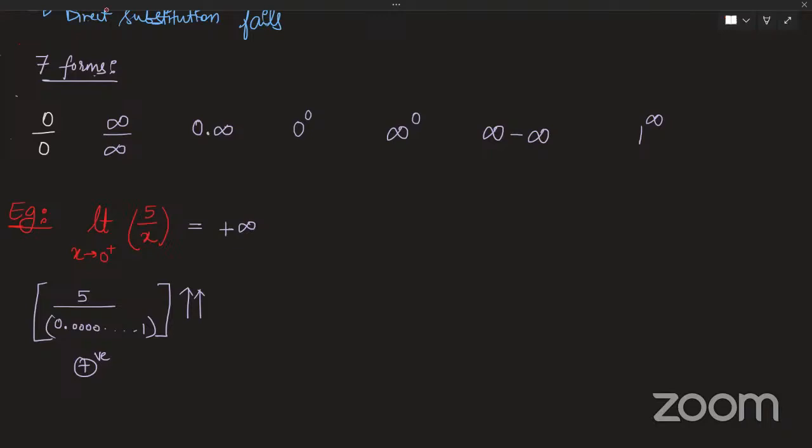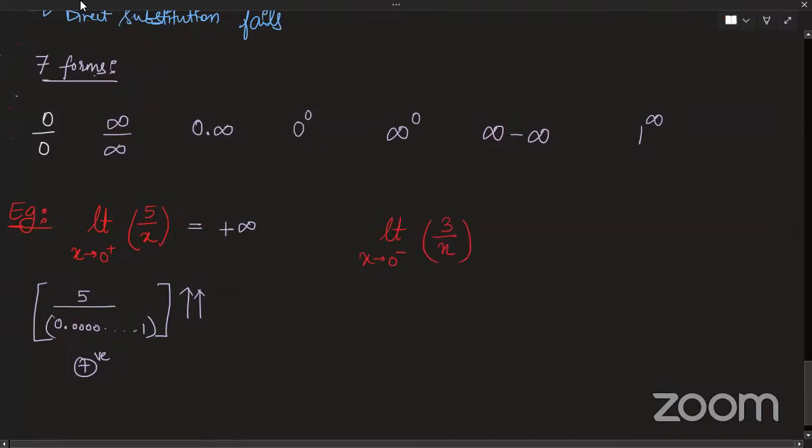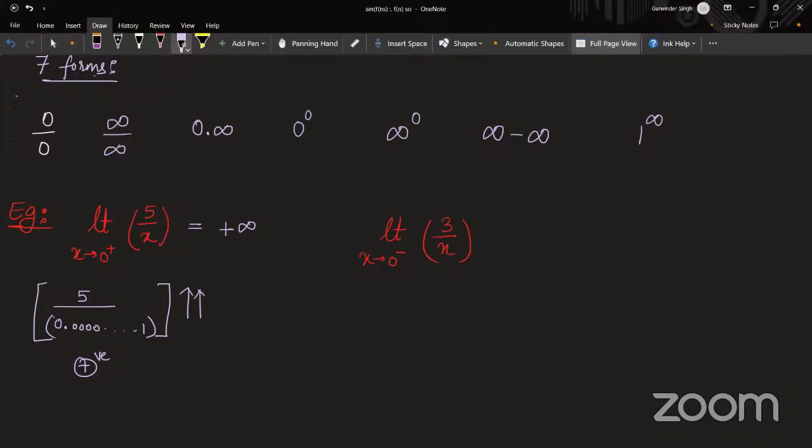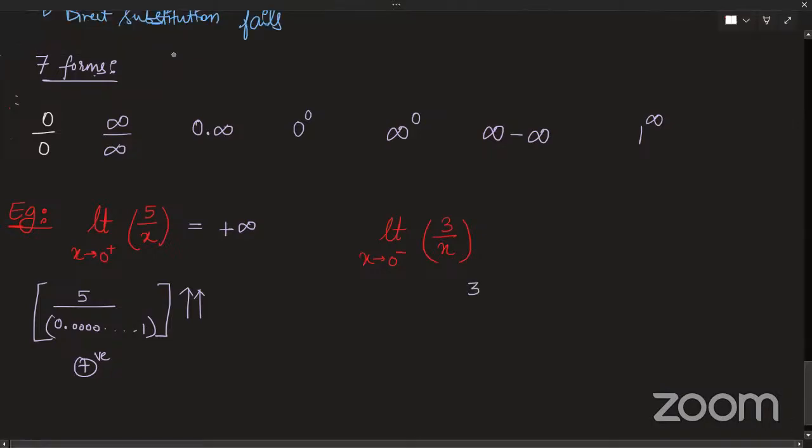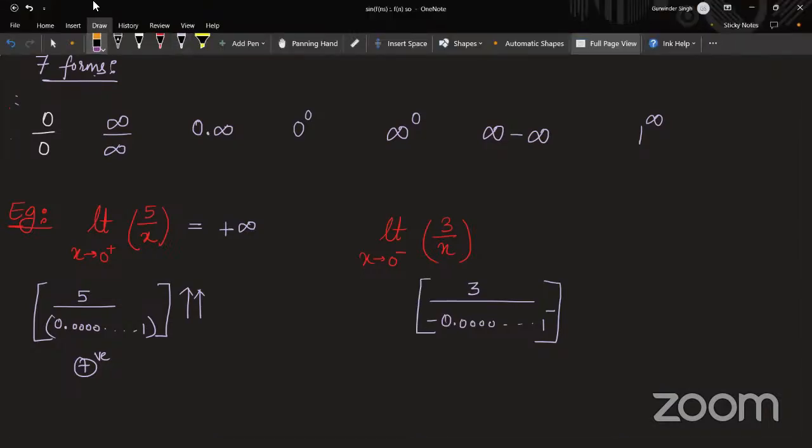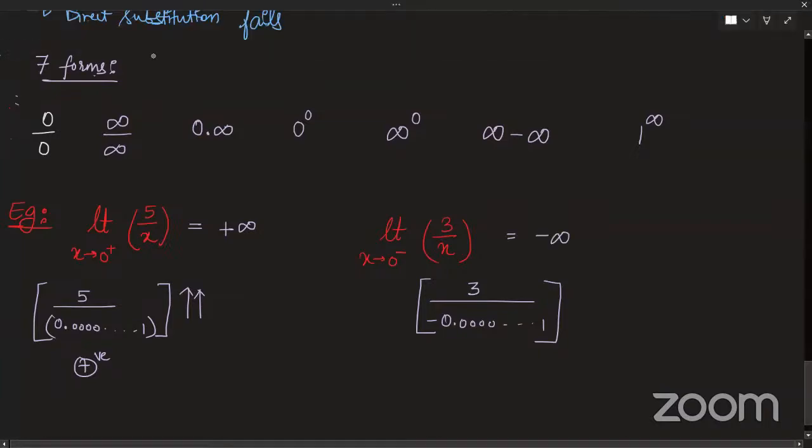So I would just want you all to guess the second question for me. Limit x tends to 0 minus 3 by x. Can we do this? So it is 3 divided by a very small negative number. Where will this thing grow to? Negative infinity, correct. Minus infinity, because my denominator is negative. Yes, sir. Negative infinity, absolutely correct.